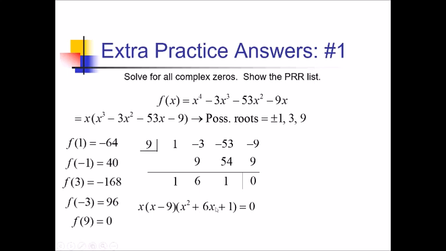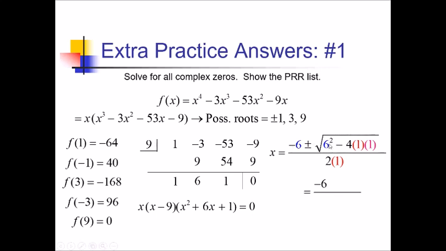So we'll have -b, that's -6, plus or minus the square root of b squared, so 6 squared, minus 4 times the a value 1, we have an invisible 1 next to the x squared, times the c value of 1, all over 2 times the a value of 1. Simplifying that, we have a -6 out there.